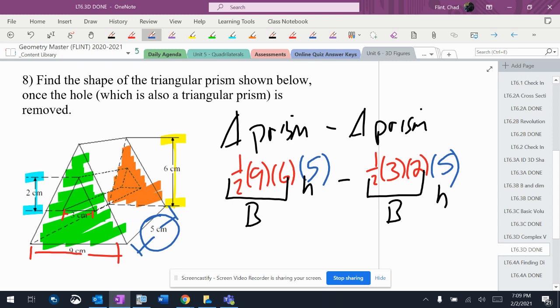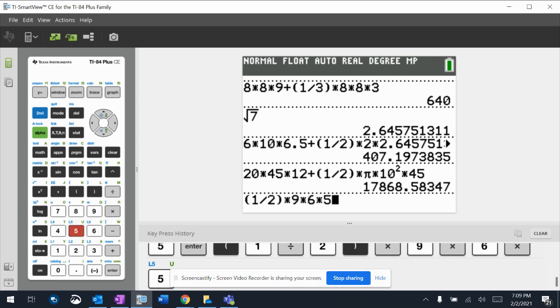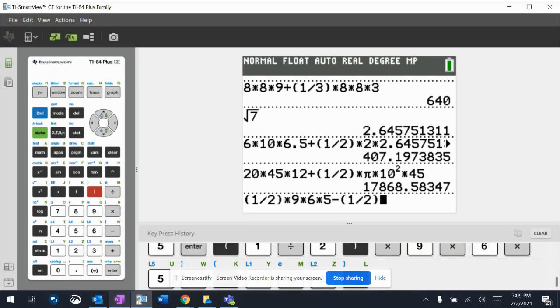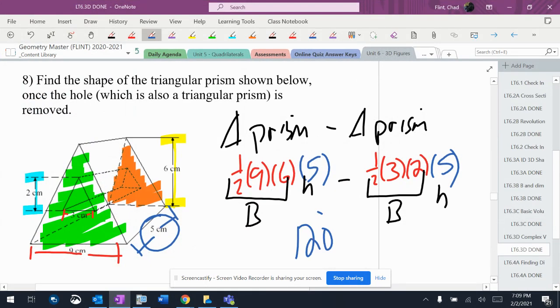All right, but we want to try to remember it's area of the base times the height. The base of a triangular prism is the triangle. Okay, and the height is how far apart the triangles are. So let's put this in the calculator. So it's 1/2 times 9 times 6 times 5 minus 1/2 times 3 times 2 times 5, which gives me 120 for a volume.